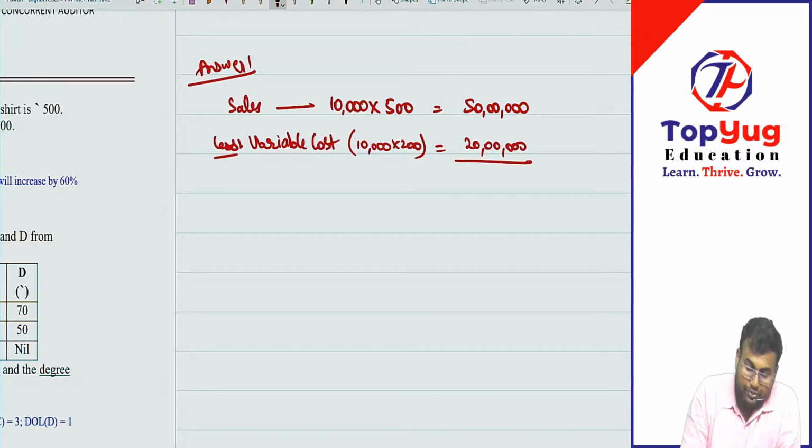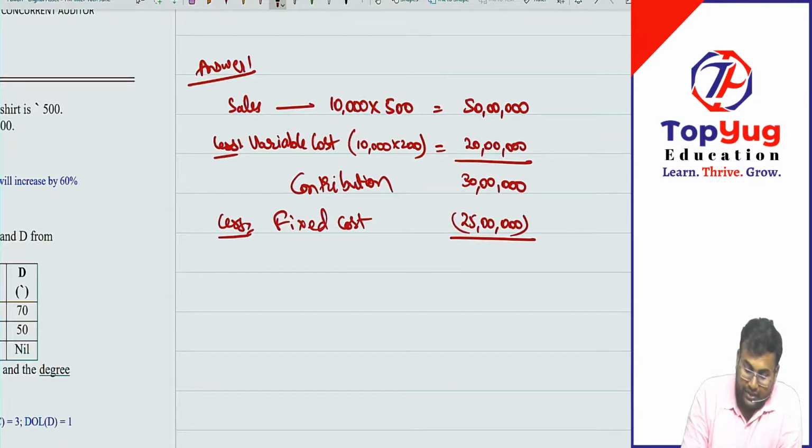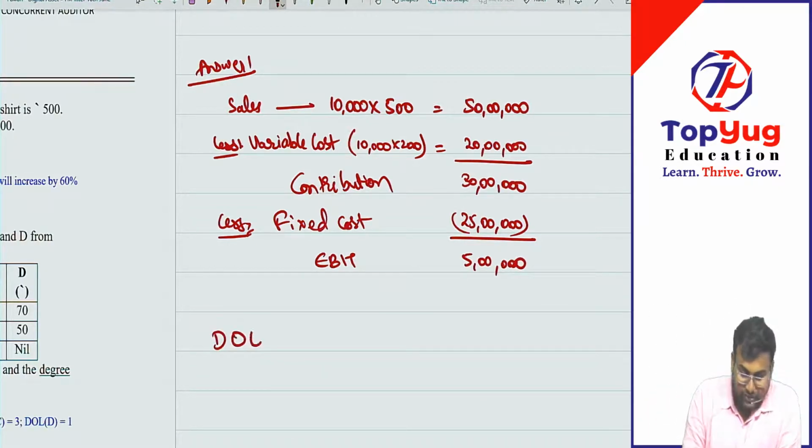So my EBIT comes to contribution comes to 30 lakhs. I have a fixed cost in terms of supervisor salary, rent and everything, 25 lakhs. Then you get EBIT of how much? 5 lakhs. Right? So what is my DOL? This is the only information we have. What is my DOL? That is contribution 30 lakhs divided by 5 lakhs. So my DOL is 6.